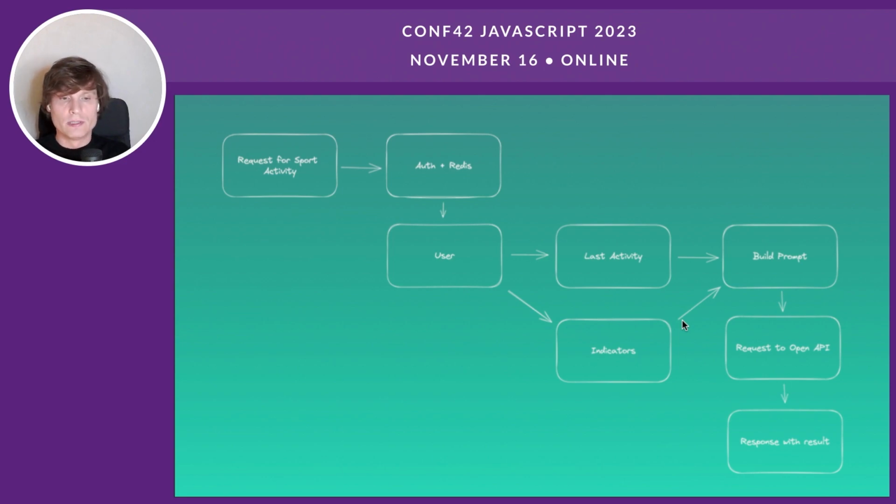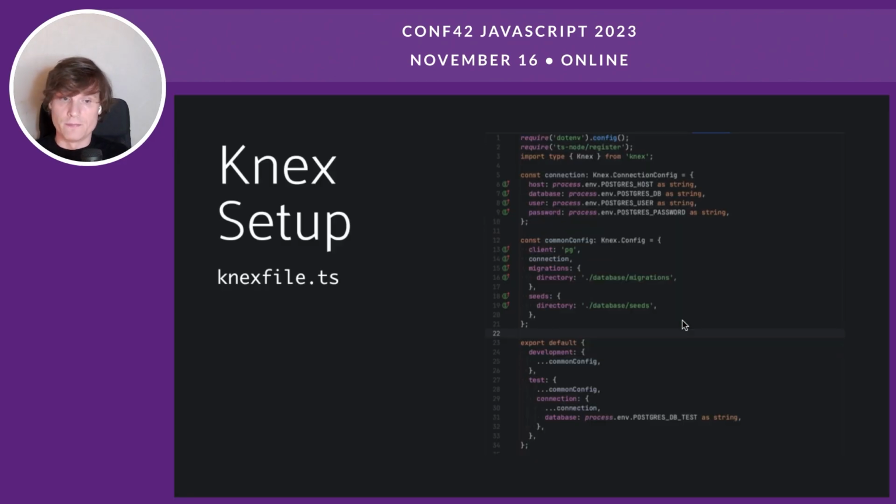But how we're going to do this? The whole flow of the request, right? So the request for the sport activity will, of course, go through the authentication plus Redis. Redis will help us with cache. Then we're gonna get the user, from where we can get the last activity together with indicators. Then, based on this data, we will build a prompt. That prompt will go in the request to the OpenAI API, and that's how we're gonna get the response with the result of the sport activity.